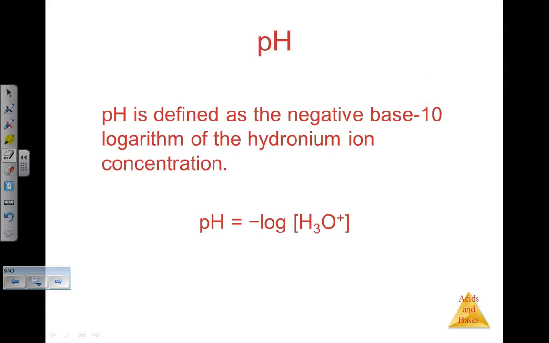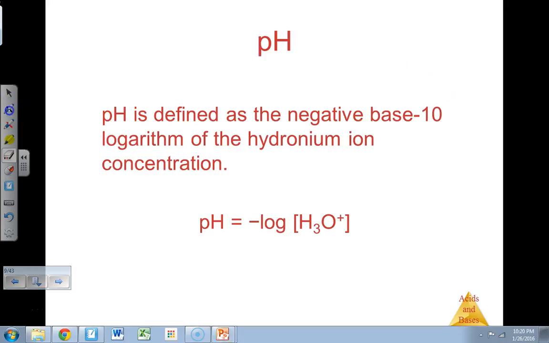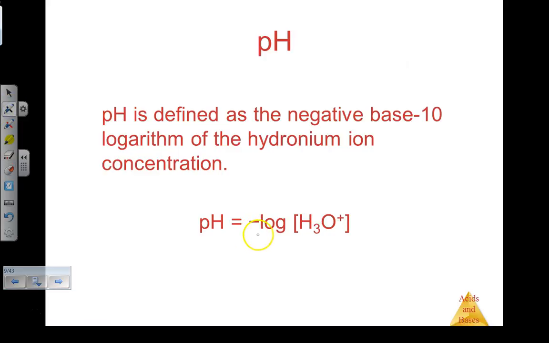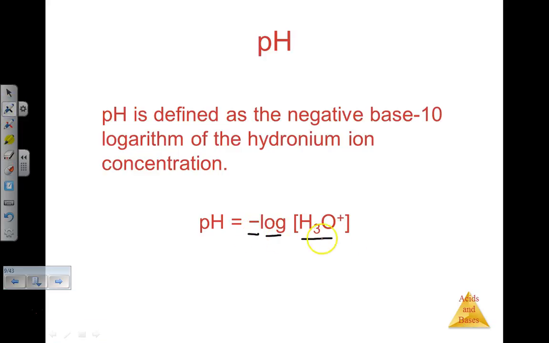Okay, now pH is defined as the negative log of the concentration of the hydronium ion. This describes an acid. An acid is an acid because it produces hydronium ion when it's dissolved in water.